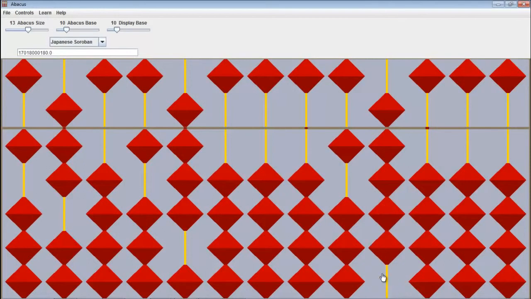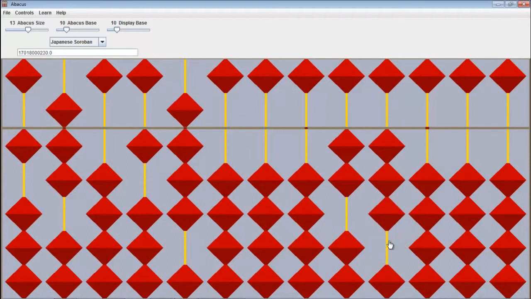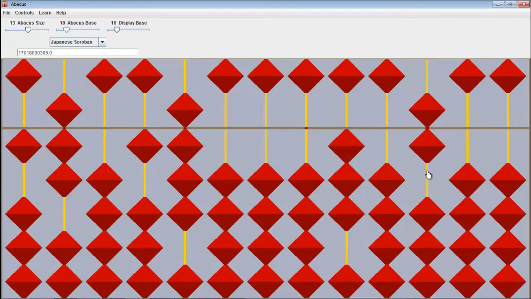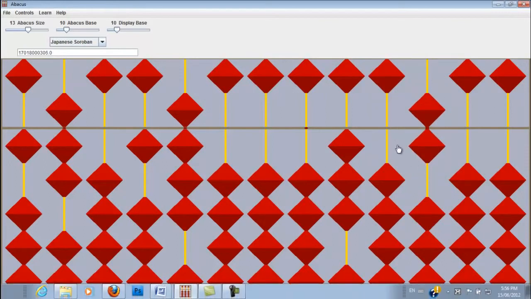So that's 1, 2, 3, 4, 5, 6, 7. And now we have to multiply this 7 by the 8, which is 56. So we have to add 5 to this column. 1, 2, 3, 4. Now we need to borrow from here. So that's 5 and 6 over here. As you can see, we have 306, and that is what we actually need. So that's pretty good.